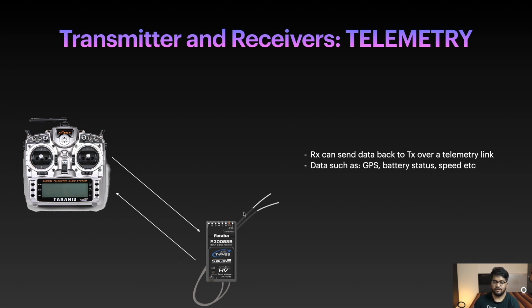This receiver is talking to the flight controller. The flight controller knows all these. The flight controller can send this data to the receiver, and the receiver can send it back to the transmitter. So basically, this is not a receiver. This is a transceiver. It can also transmit. That is a powerful concept, and this is known as telemetry. We will see it in greater detail.